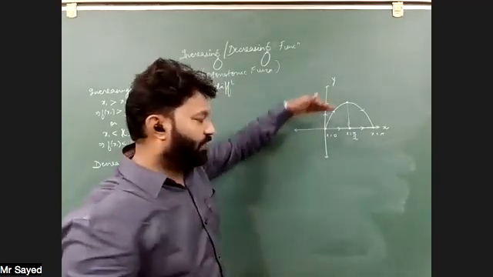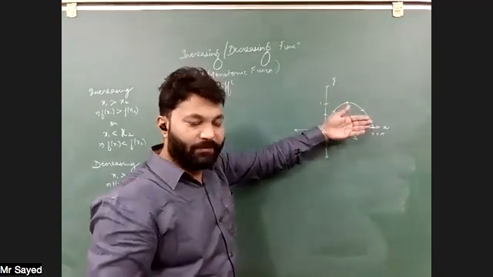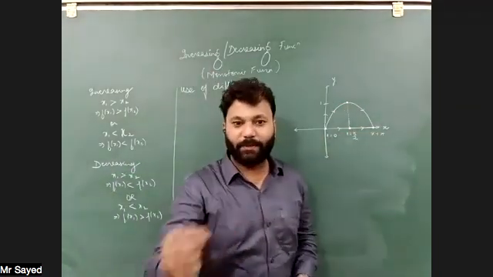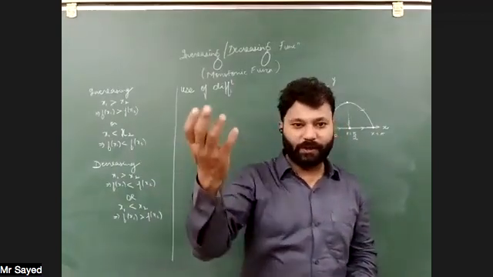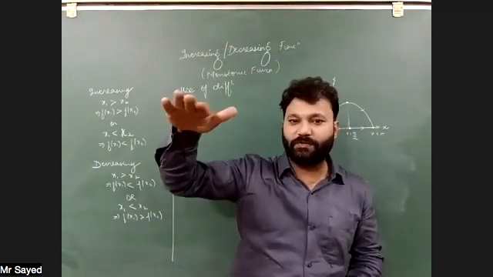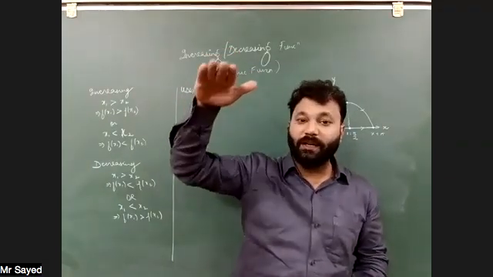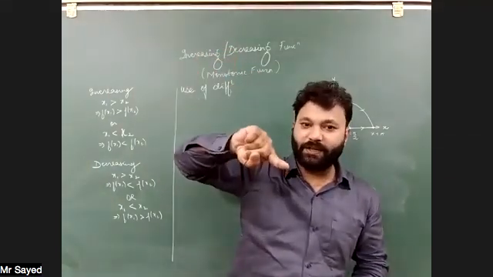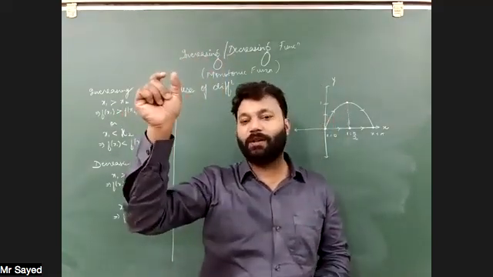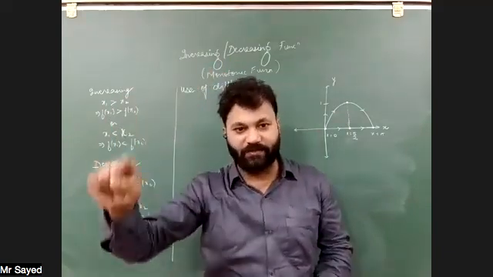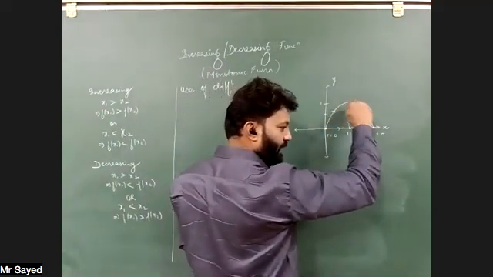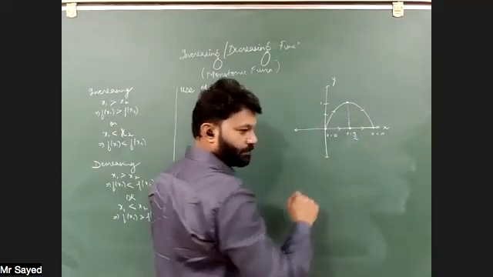So the function will attain either the maximum value or the minimum value at the turning point. For an example, if you throw a ball up, it will keep on going up. The moment it reaches the maximum height, it will, for a fraction of a second, or maybe less than that, just stop there. That is, the moment it reaches the maximum value, it will stop. And then it will start falling down. That is, it has attained the maximum value, and after that, it has started decreasing.